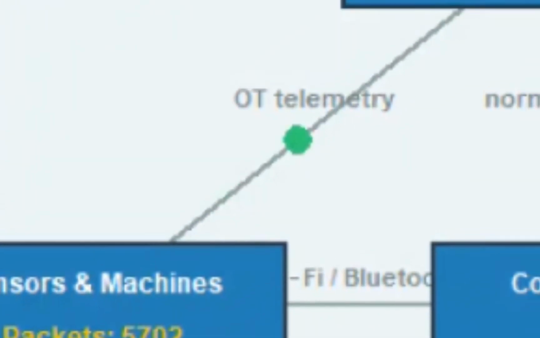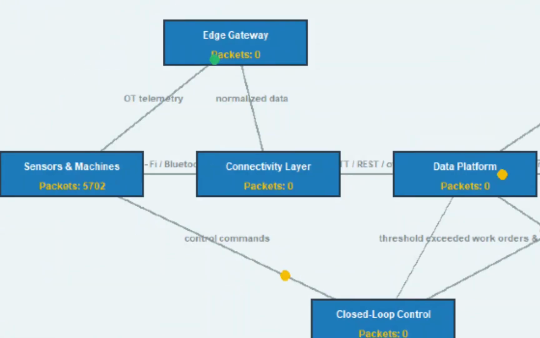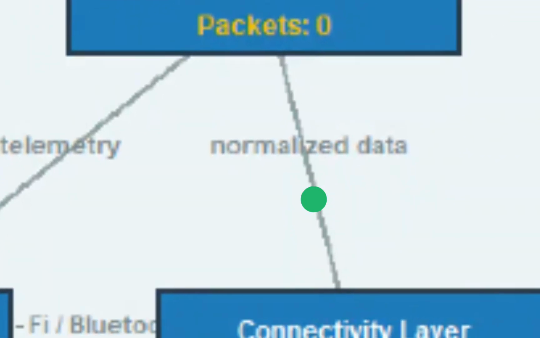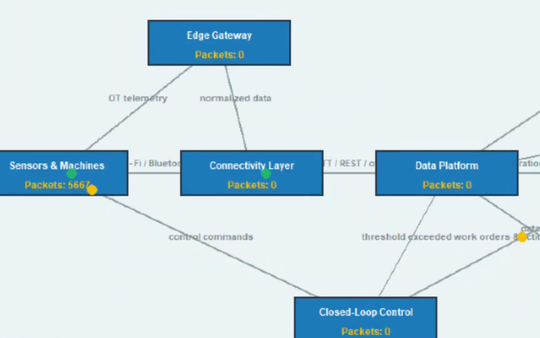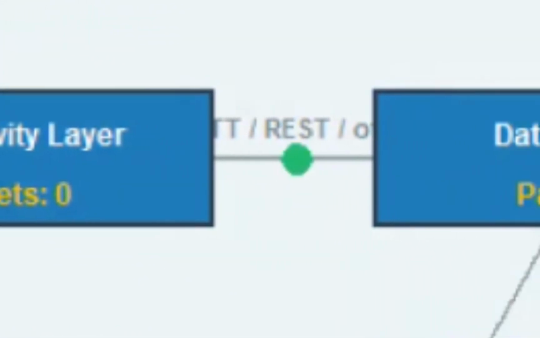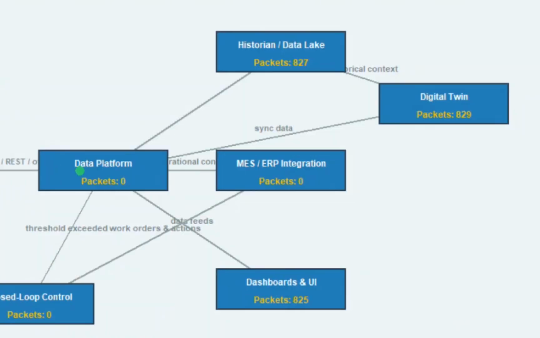The packet is sent to the edge gateway where the raw machine data is collected and standardized. It then travels through the connectivity layer, which acts as the communication bridge between factory equipment and digital systems. Once the packet reaches the data platform, the information is processed and distributed to different parts of the smart factory.